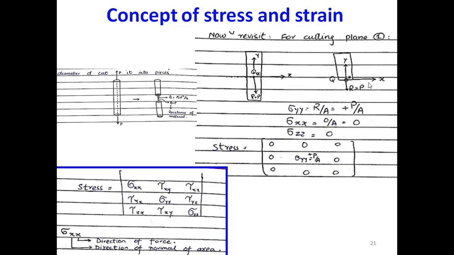If there is no load, there would be no stress. Along the x-axis, there is no load on this rod. Sigma xx is equal to the load along the x-axis divided by the area on which that load is acting. Since there is no load along the x-axis, Px is 0, so sigma xx would be 0.